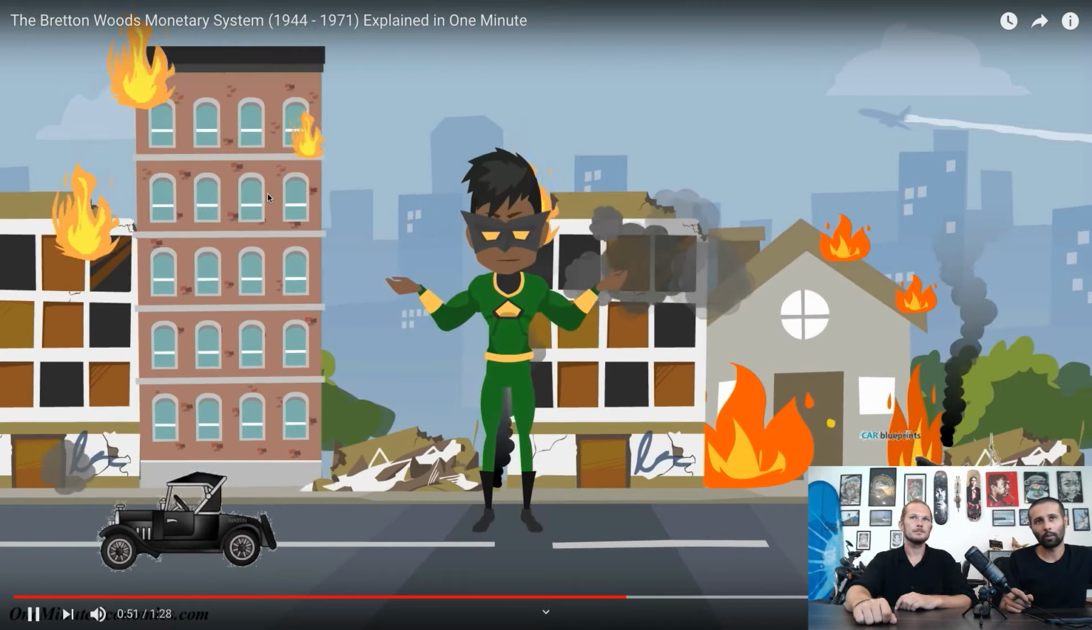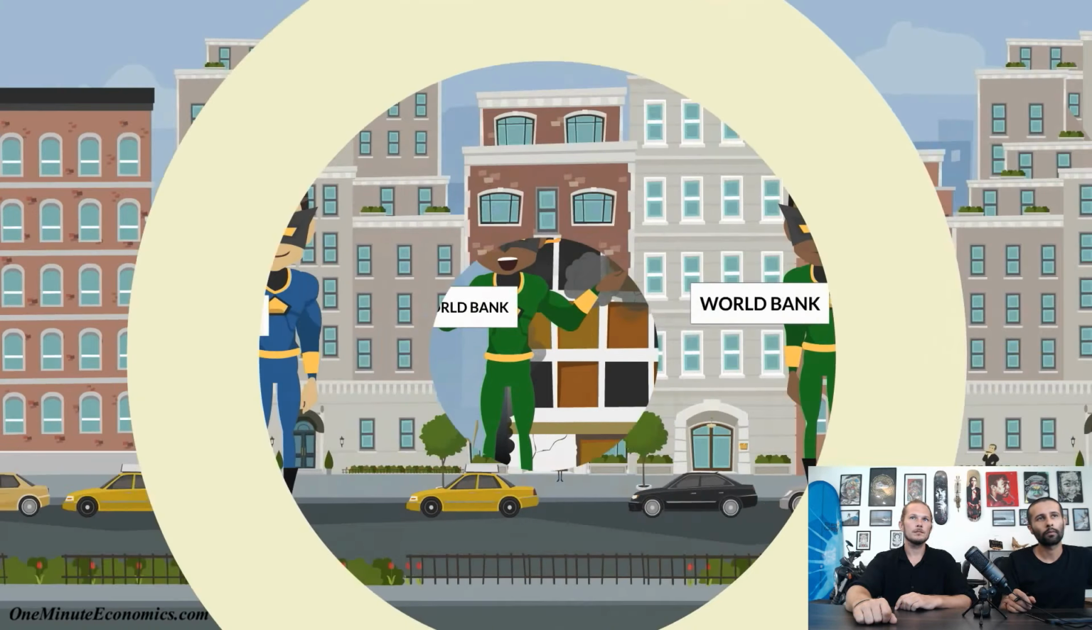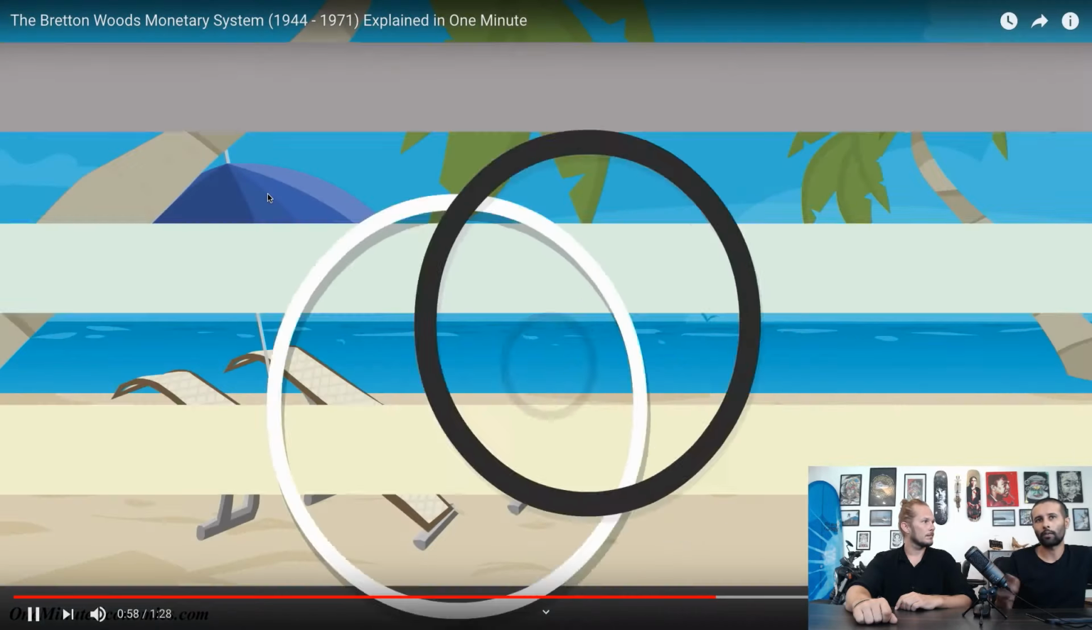And the other one is the International Bank for Reconstruction and Development, which is now called the World Bank and was supposed to help less developed countries grow their infrastructure.